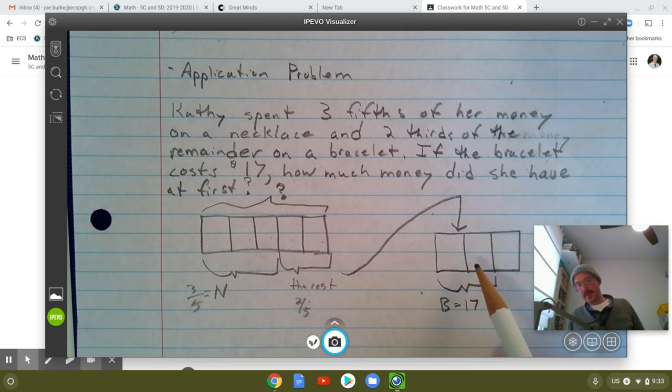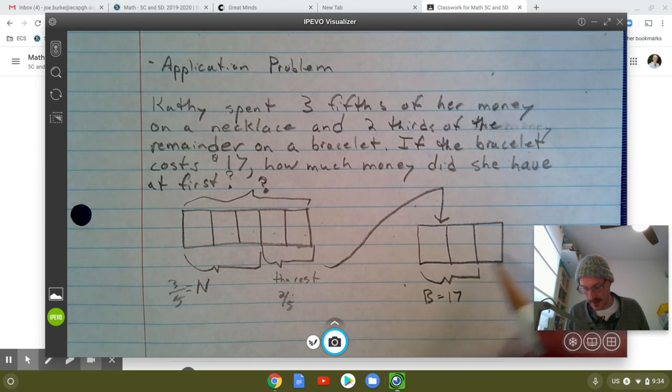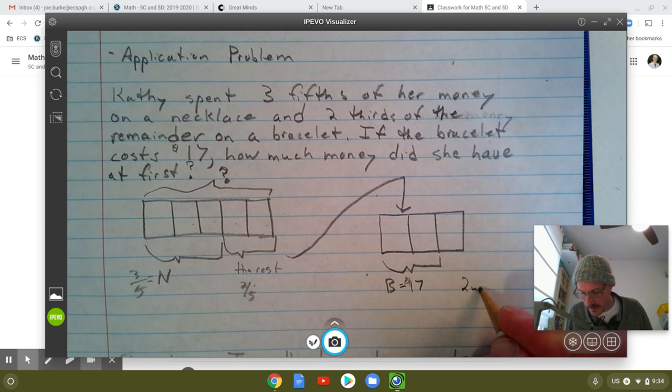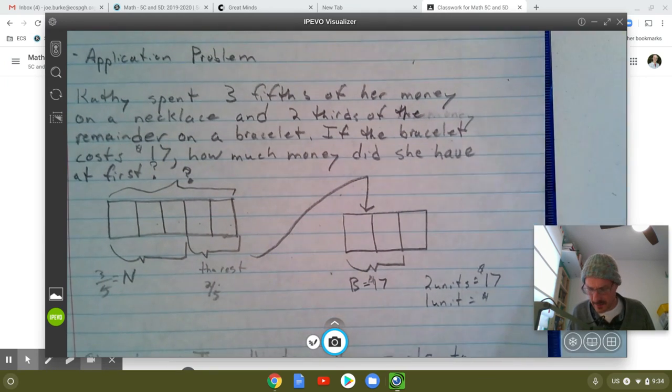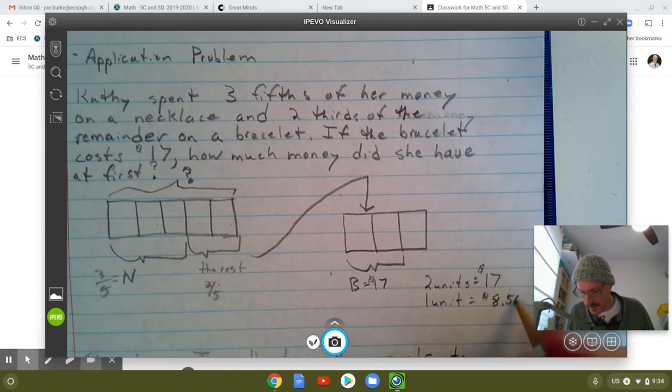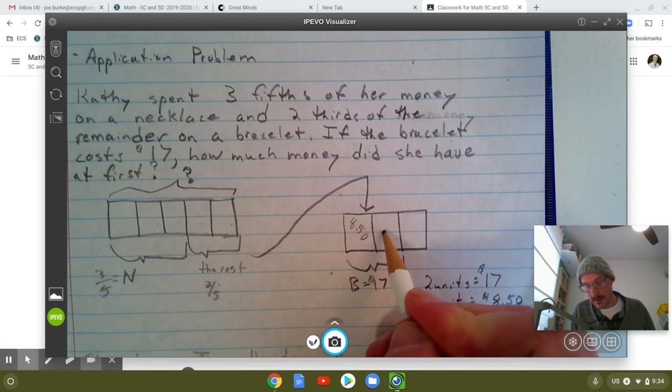So 2/3 of this is 17. So we need to figure out how much 3/3 is, right? So if 2/3 is $17, let's do it this way. 2 units here equals $17. So 1 unit equals $8.50. 17 divided by 2, $8.50. So this is $8.50. And that's $8.50 and that's $8.50.